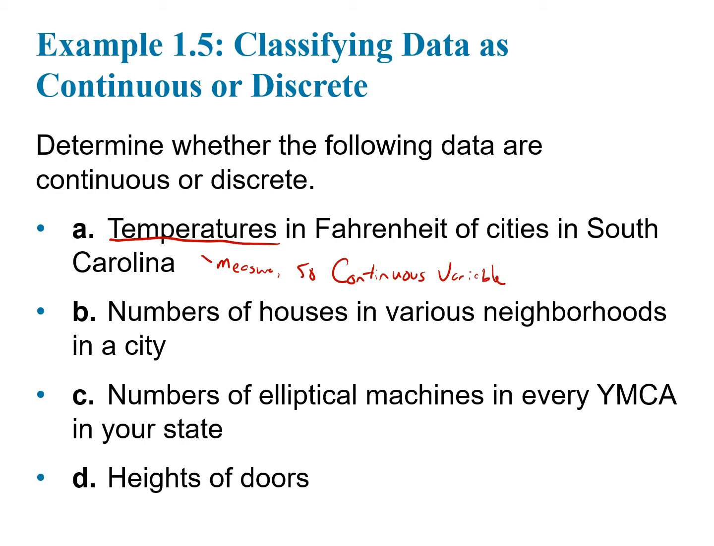All right, let's look at the second one. The numbers of houses in various neighborhoods in a city. So number of houses is our variable. Do we measure number of houses or are we counting number of houses? That's right, we typically are counting these. So that means it's discrete.